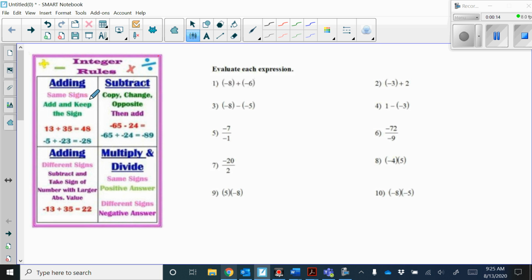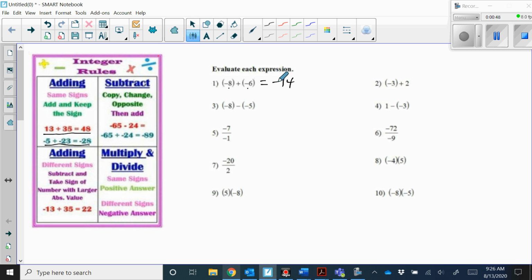So when we're adding and the signs are the same, you're just going to add and keep the sign. So here, they're both positive. You add and you make them a positive answer. Here, they're both negative, and you add them and keep the negative sign. 5 plus 23 is 28, and you put the negative sign. So example 1 up here, negative 8 plus negative 6. Same sign, so you add 8 plus 6 is 14, and keep the sign at the negative.